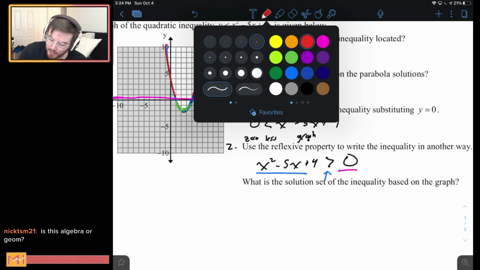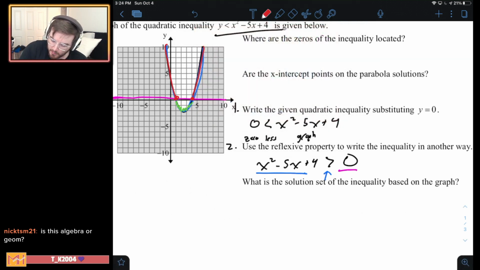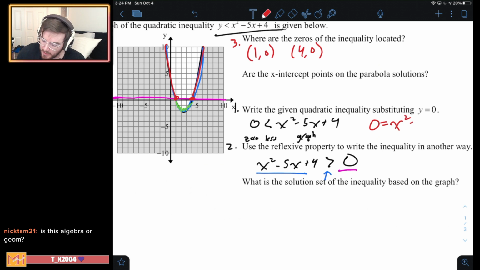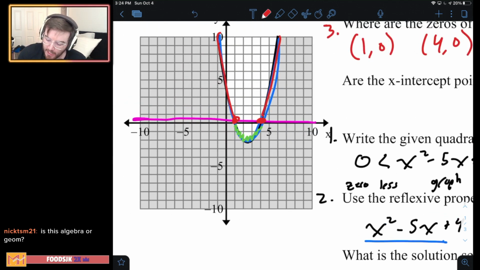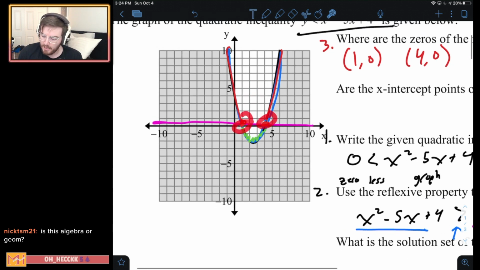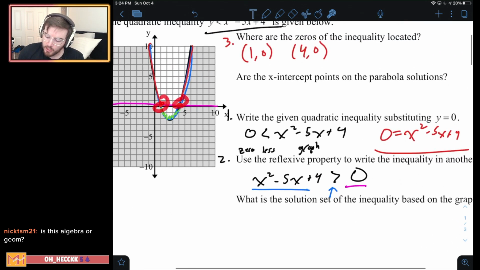Don't forget about the zeros, though. The zeros are at, so let's do this third, 1, 0, and 4, 0. So if this equation said equal to 0, well, those 2 points would be the solution, of course, right? We've solved equations like this a million times, and we've all just plugged it into Desmos and taken a look at the intersections, okay? That's easy. We're talking about not just where is it equal, but where is it greater than 0.